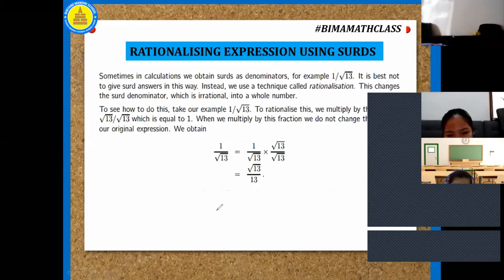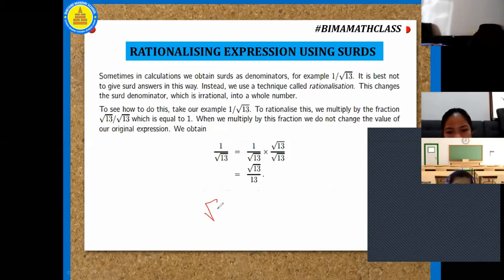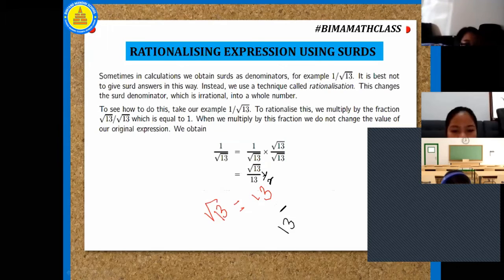So if you still remember, let's relate surds in square roots with indices. What is the square root of 13 equal to? 13 to the power of what? Anybody? Square root of 13 equals 13 to the power of what? Half, right? Yes, the power of a half. So, if we multiply the square root of 13 times the square root of 13, what do we have? We have 13 to the power of 1 over 2, like this.